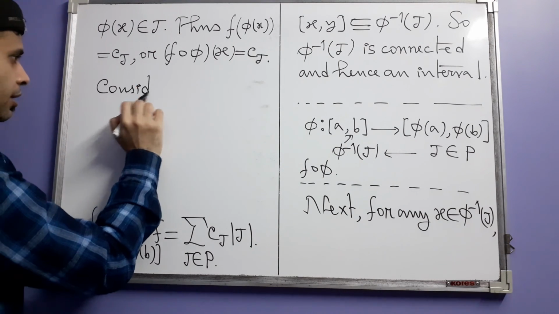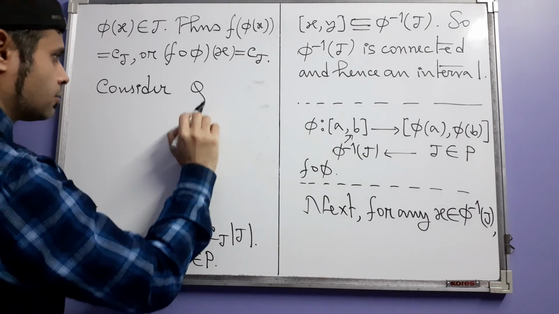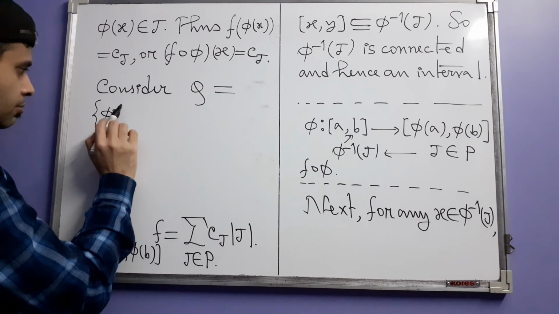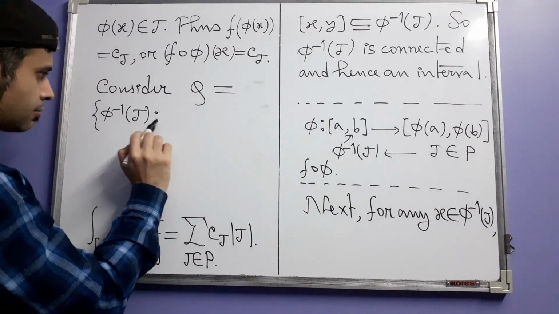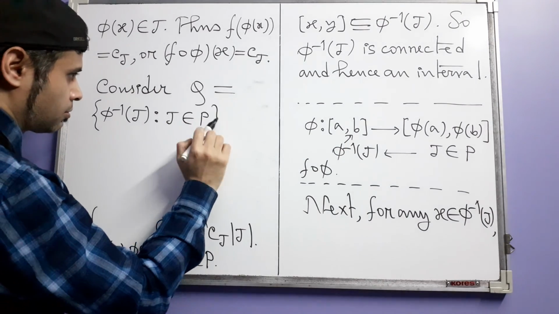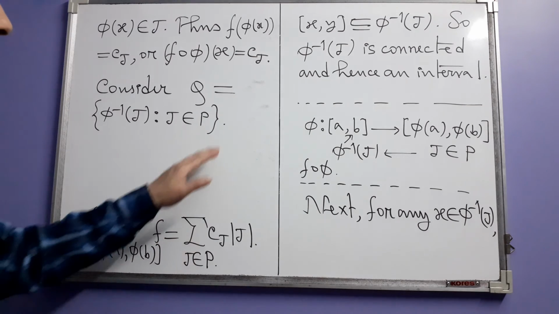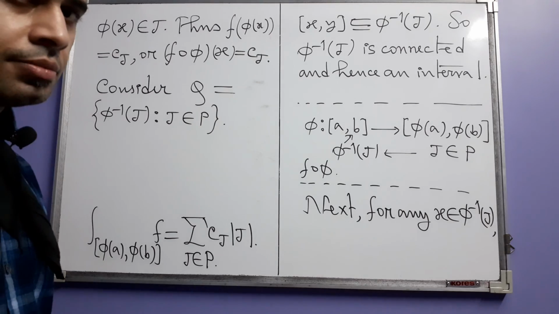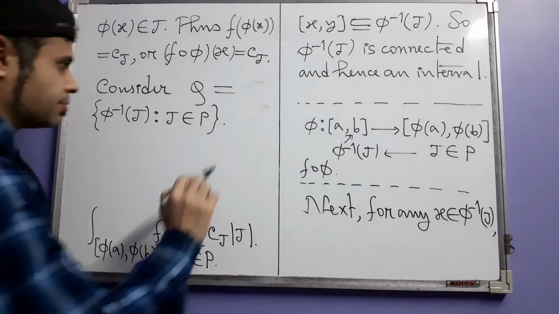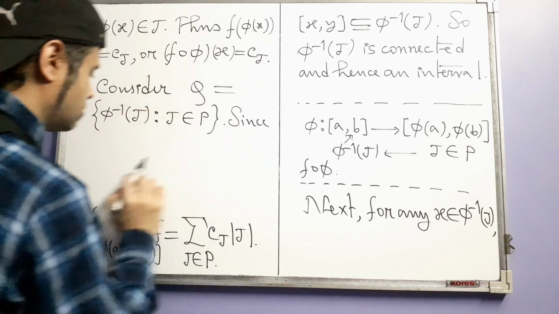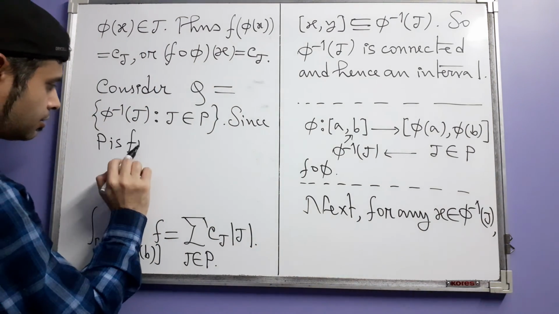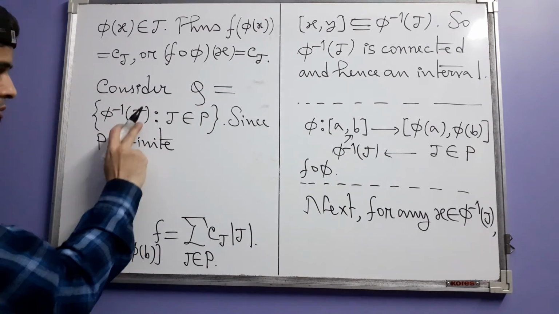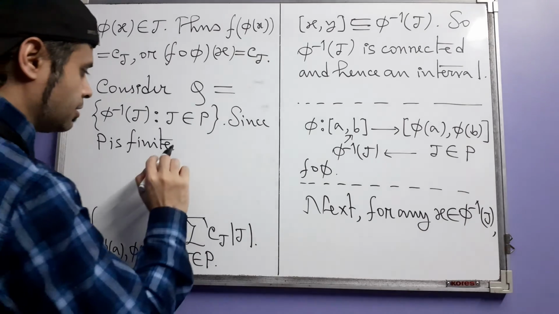So we give it a name. Let's call it Q. Let Q be this collection. Now some things about Q we can say immediately. The first thing is that Q is finite. We need this for Q to be a partition. Since P is finite, so there are only finitely many J's, so they are going to give you finitely many inverse images, so Q is also finite.